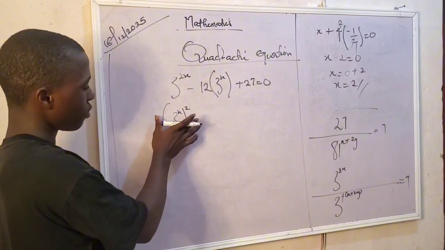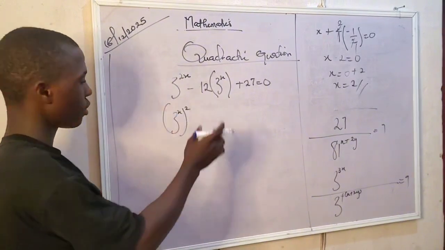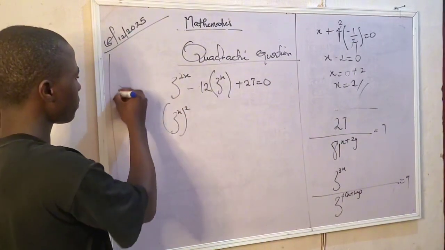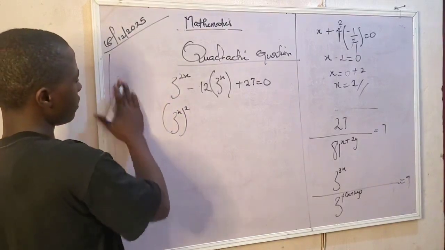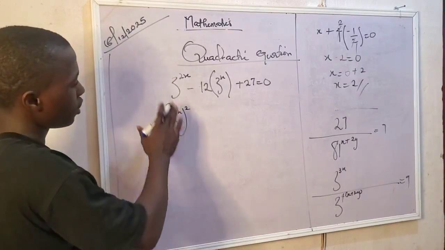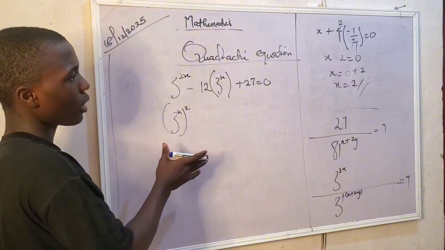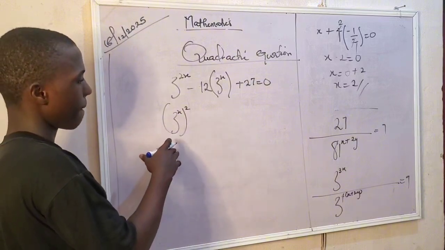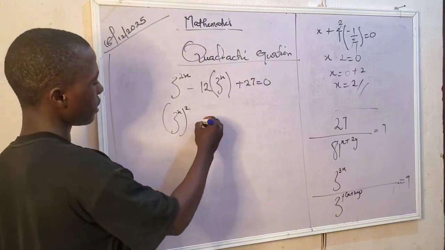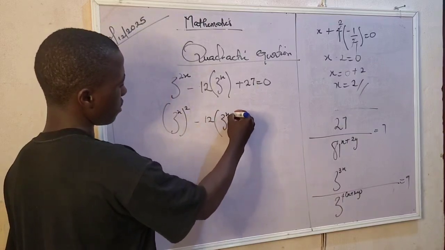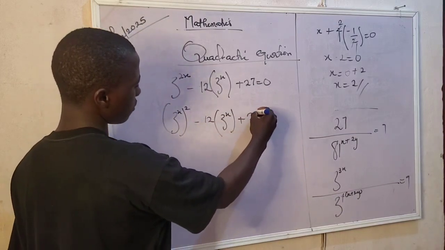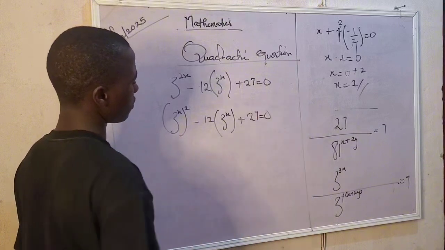If we are to open this bracket now, we multiply the power. So if we are opening the bracket, it brings us back to 3 raised to the power of 2x. Please note that I am just using this so I can be able to solve the equation and get the value of x. Minus 12, plus 27 equals 0.